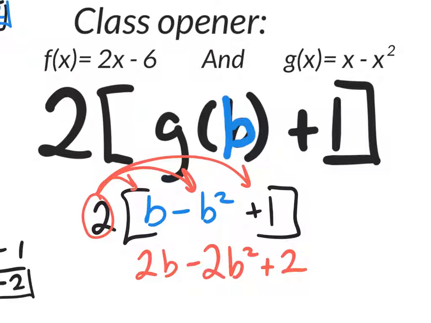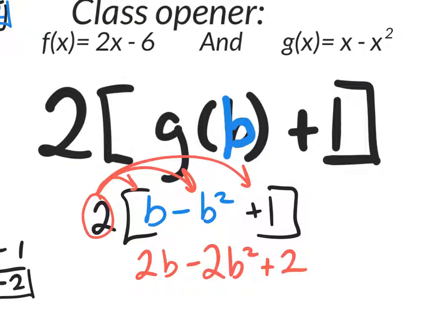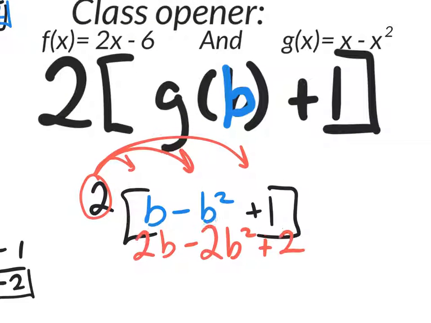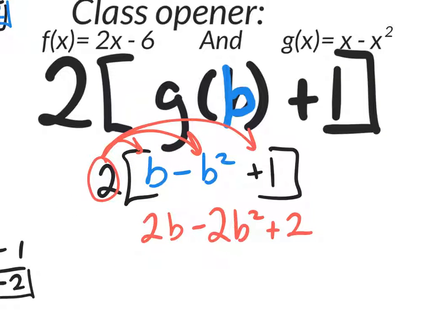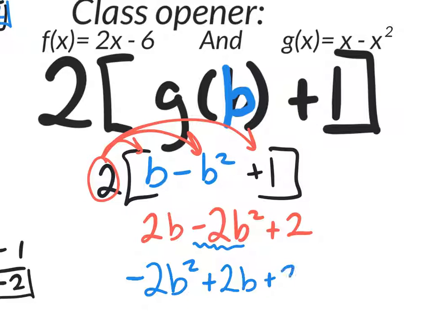And now the only other thing you could possibly do is rearrange it and put the highest exponent term first. So negative 2b squared, and then the positive 2b, and then the constant at the very end. So that's the best possible answer.